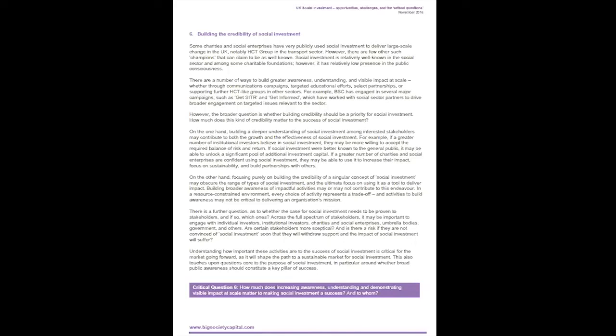However, going forward, it's right to ask the question of whether there should be substantial focus given on actually further building credibility for social investment as a priority, because it really matters to success. So why could that be?